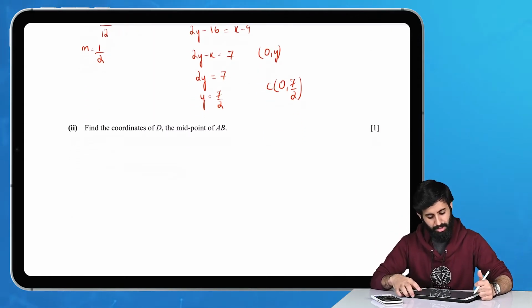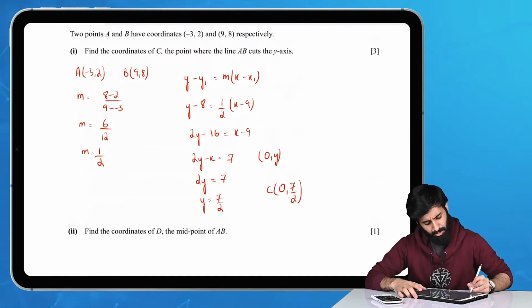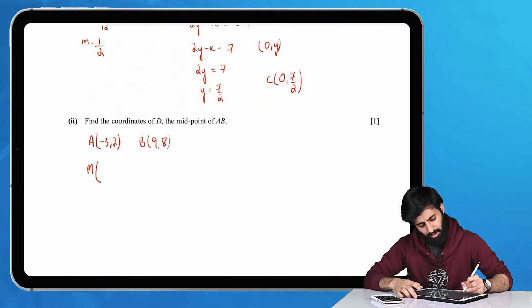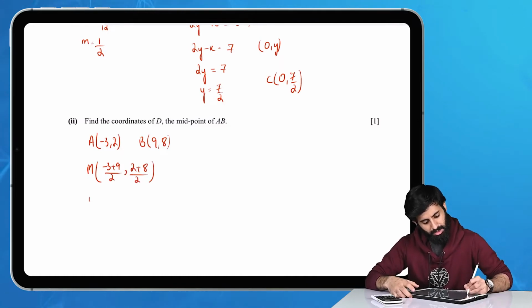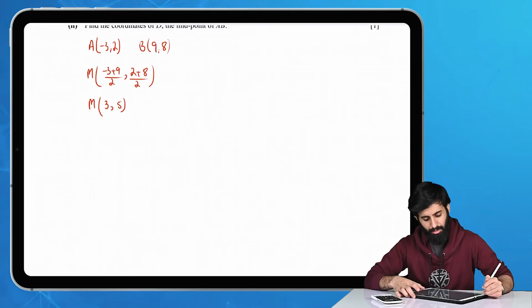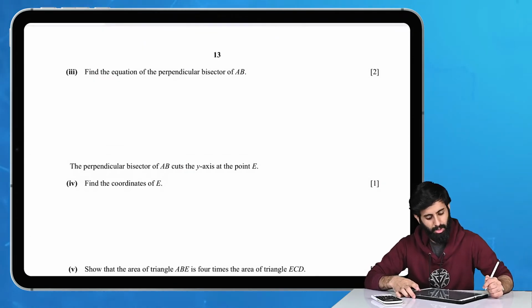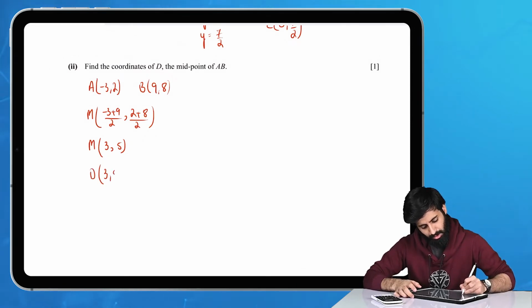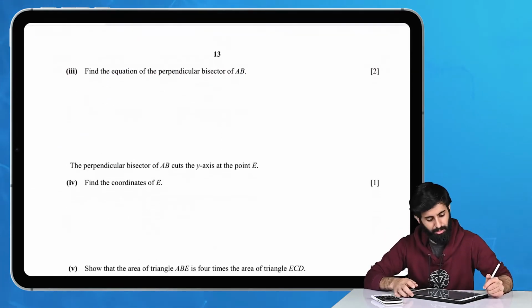Then it says find the coordinates of D, which is the midpoint of AB, so that should be a no-brainer. Let's write down the coordinates of A, -3, 2. Let's write down the coordinates of B, 9, 8. Midpoint is basically the x coordinates summed up and then divided by 2. So -3 plus 9 over 2, and then 2 plus 8 over 2. So -3 plus 9 is 6, 6 upon 2 is 3, 2 plus 8 is 10, 10 upon 2 is 5. So there you go, we have the coordinates of the midpoint, which was named D. So D is 3, 5. Anyway, that takes care of that.